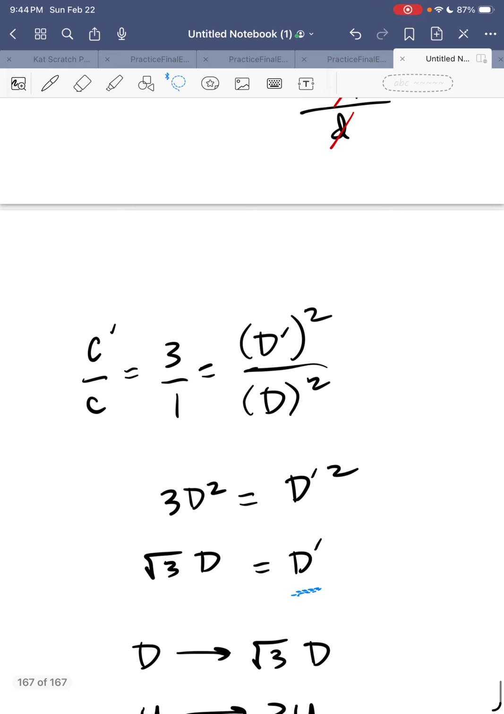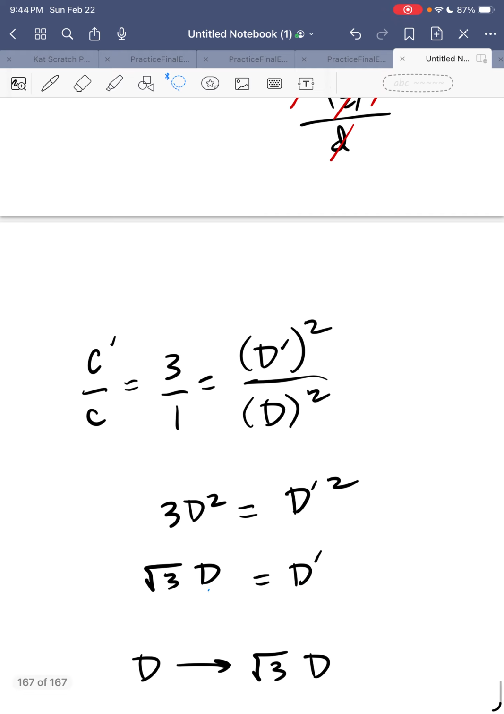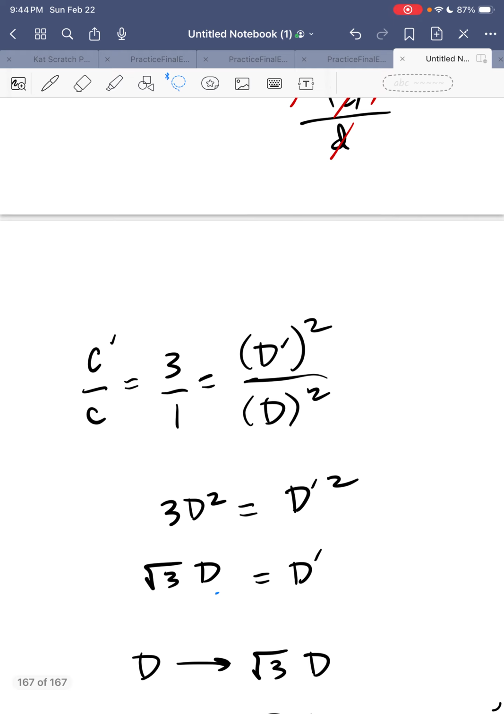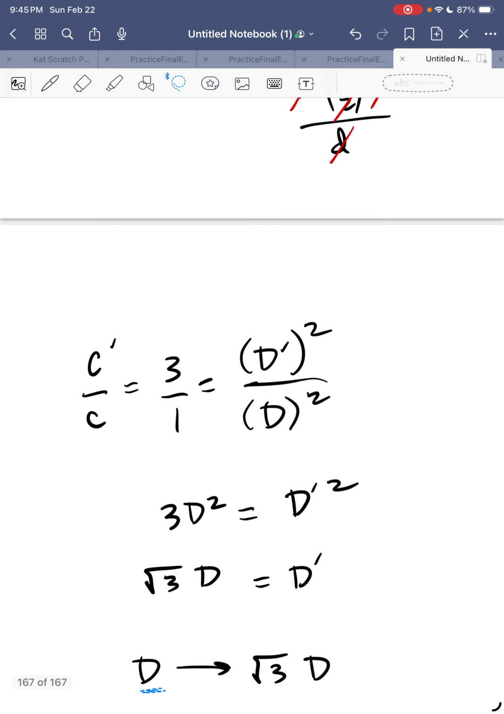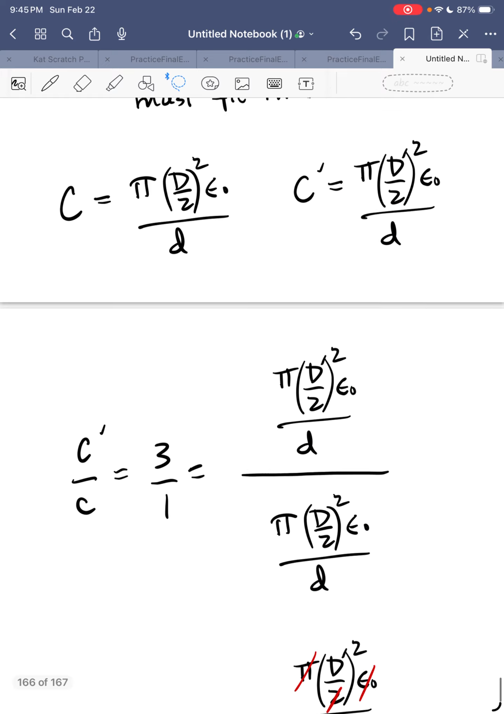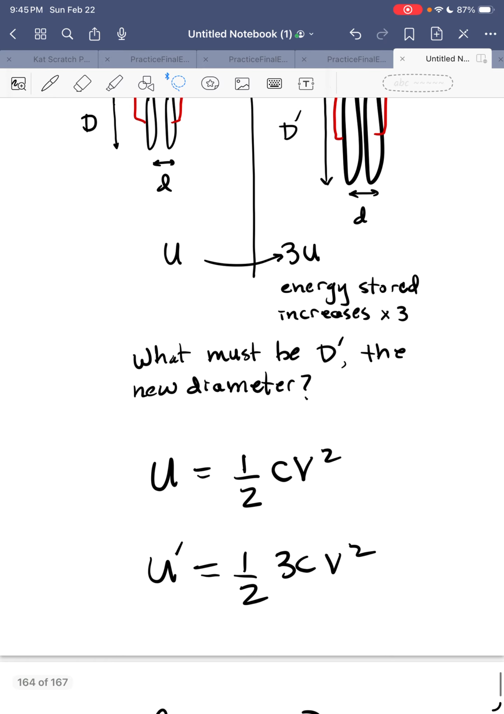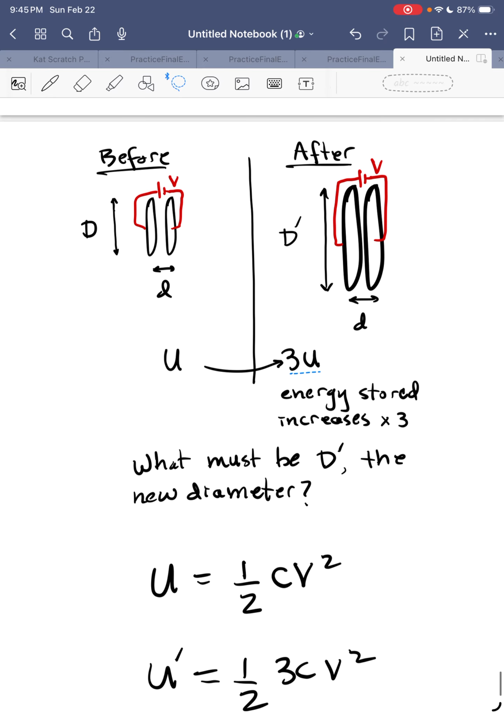So I take the square root of both sides. And when I do that, I get D prime by itself, no longer squared. I get D, no longer squared. And then the 3 turns into a square root of 3. So what that means is that D prime has got to be square root of 3 times D. So it's a little bit bigger by a certain factor. It didn't triple or anything like that, but it got bigger by a certain amount. And if D goes to square root 3 times D, that will allow the potential energy stored in that capacitor to become 3 times larger.